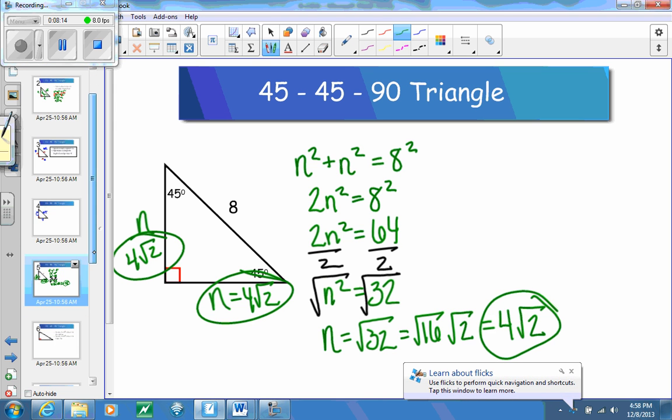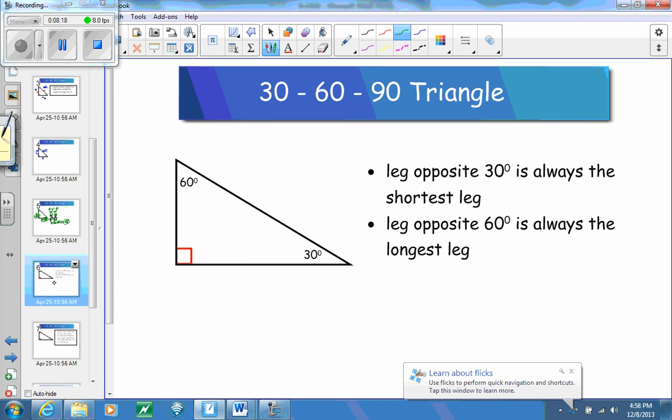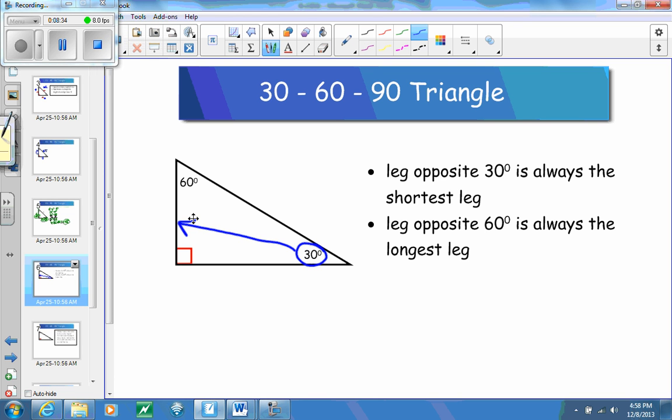So now that we've talked about a 45, 45, 90 triangle, now we're going to talk about the relationships between 30, 60, 90 triangles. First thing, just kind of a review. Because of the angles in our triangle, remember that if you have two angles that are different from each other, the smallest angle, the side opposite of that, is always going to be the shortest leg, and the side opposite of the largest angle is going to be the largest leg.